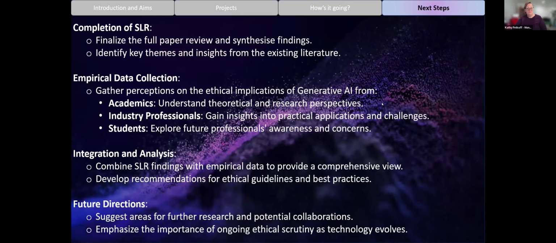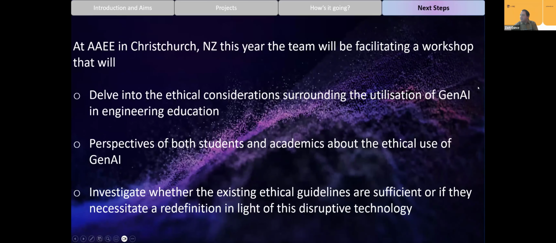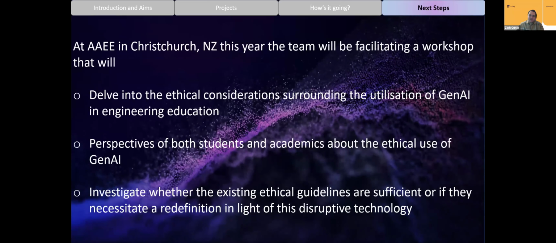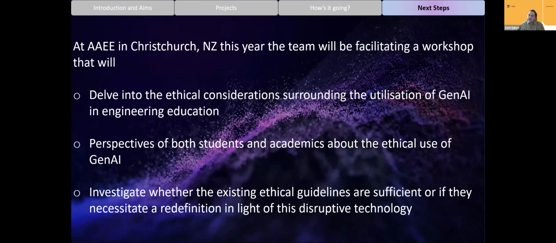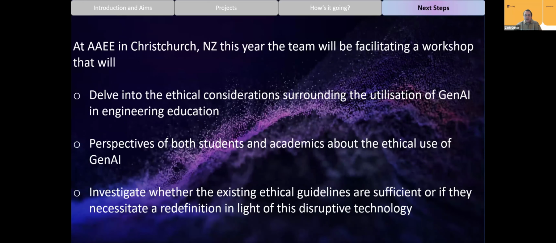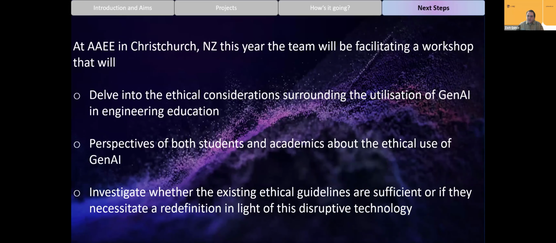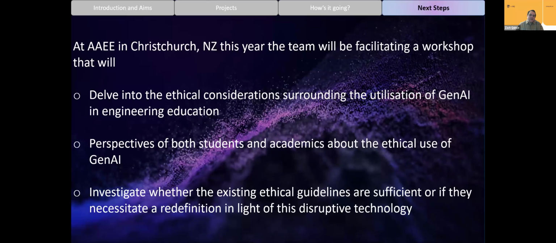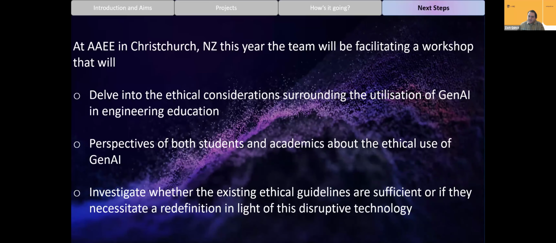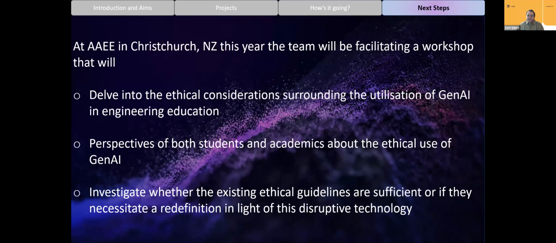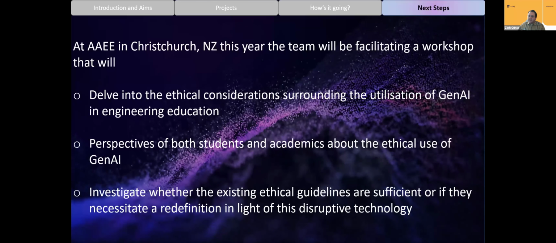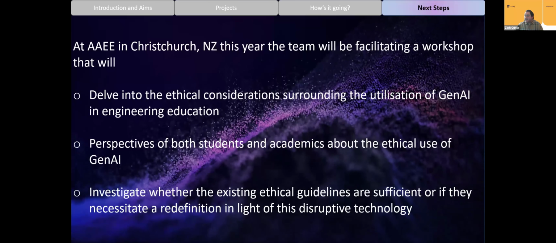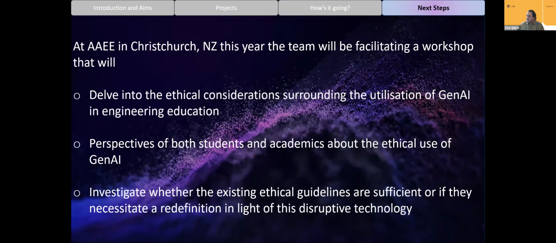There was just one more slide, which I will quickly cover off. And that is that the team will be presenting a workshop at A2E2 in Christchurch, New Zealand this year, where we're going to have a look at the ethical considerations around the utilisation of GenAI in engineering education, the perspectives of both students and academics about the ethical use, and we're going to investigate whether the current ethical guidelines are actually sufficient or if they necessitate a redefinition based on the technology.